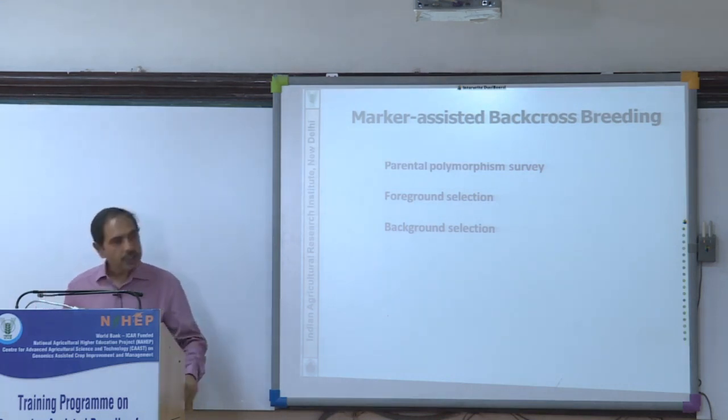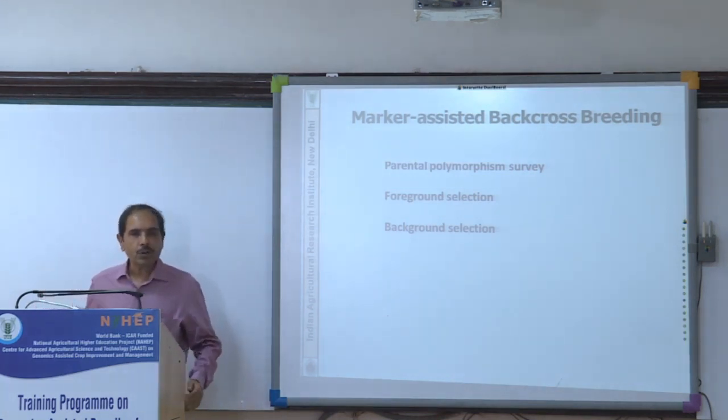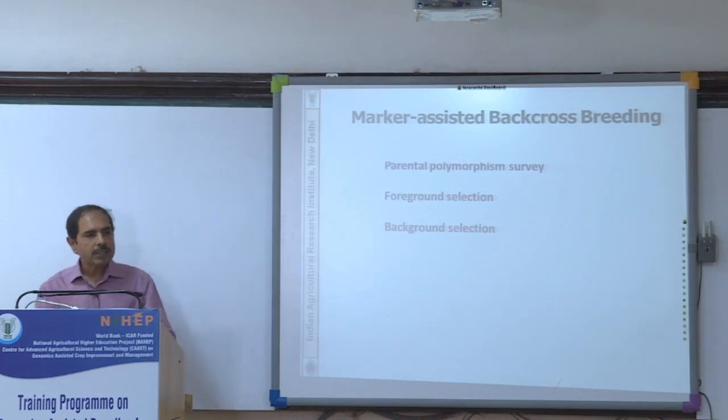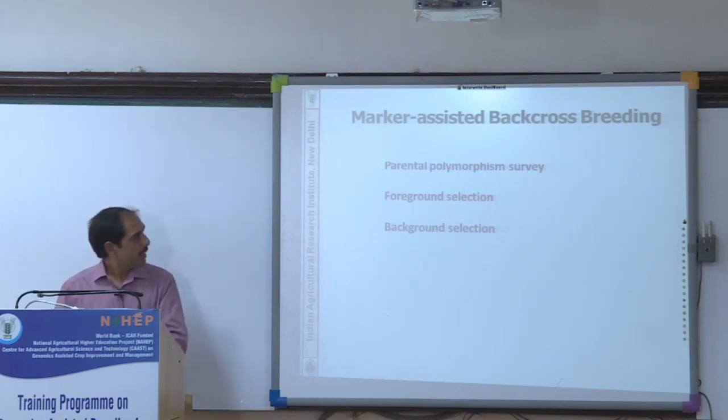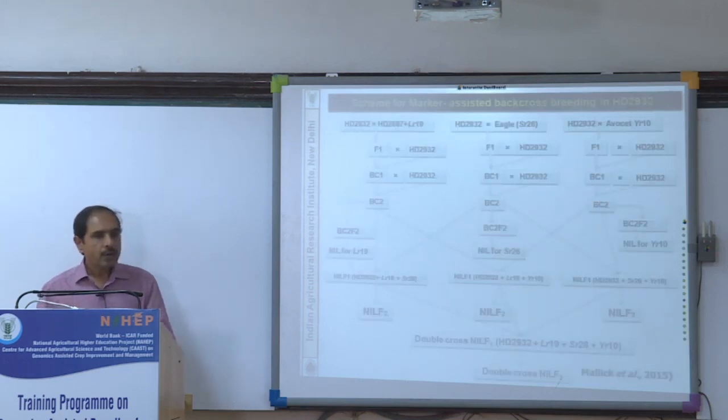Nowadays it is your choice, one can go for background selection, one may not. But background selection helps us in recovery of the recurrent parent genome, especially when you are going for a backcross breeding program. It is important because it saves time and accelerates the program. It normally may take 6 to 7 generations of backcrossing; you can achieve the same results in maybe 2 to 3 generations. So background selection is important. Foreground selection, of course, you have to select for the gene of interest, and this I will now explain.